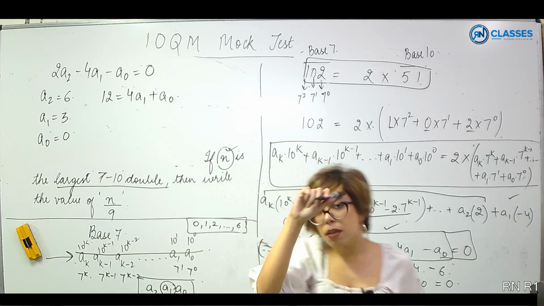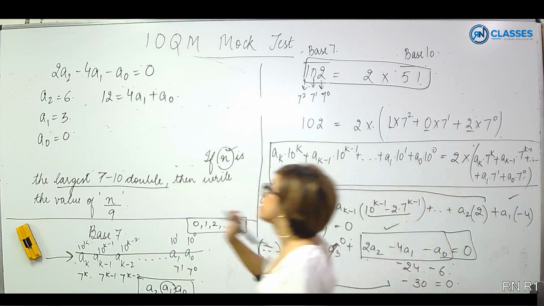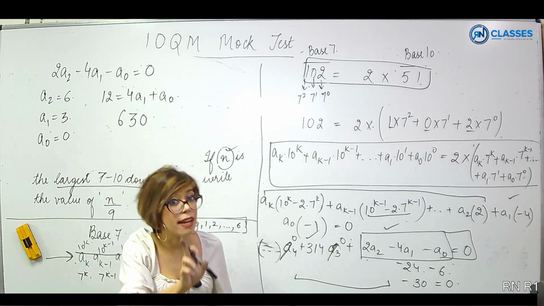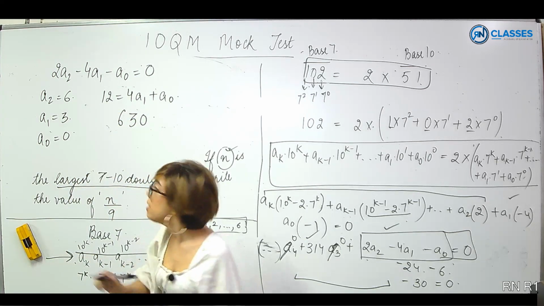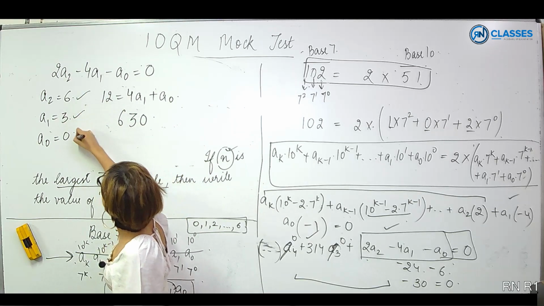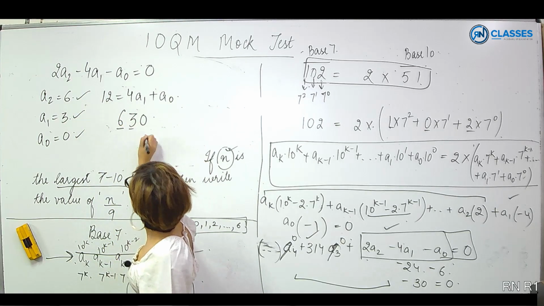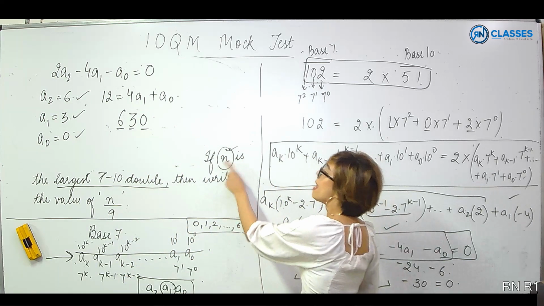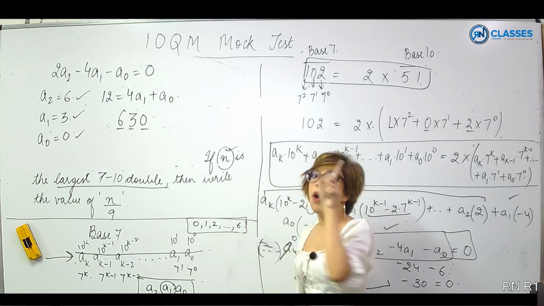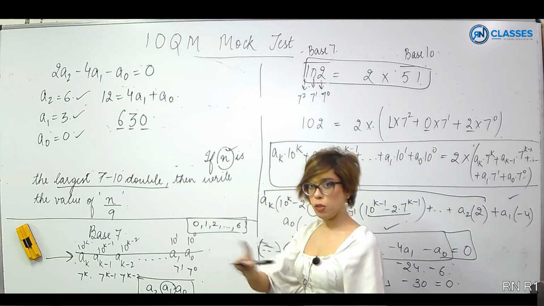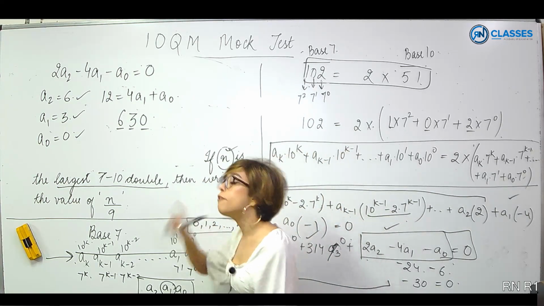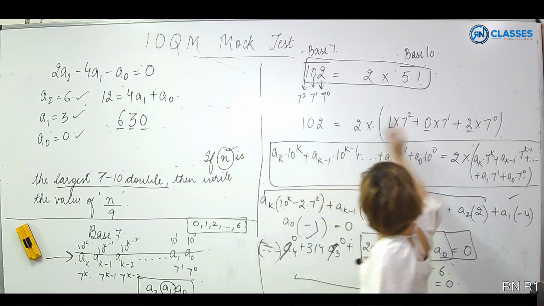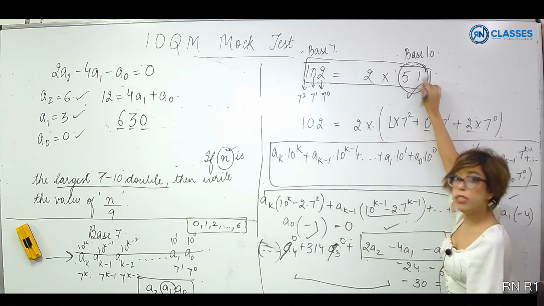So that means my number is 630. Mind it, that is not my n. I found the number, don't worry. I have the number 630: first digit, second digit, third digit. Now, he says if n is the largest 7-10 double. Mind it, the question was that 51 is the largest 7-10 double. He said that 51 is the 7-10 double, this one.